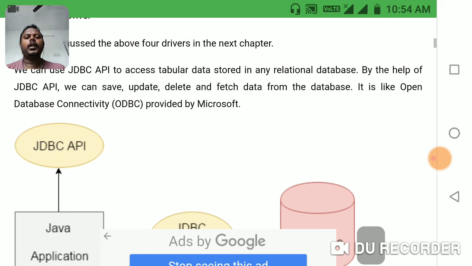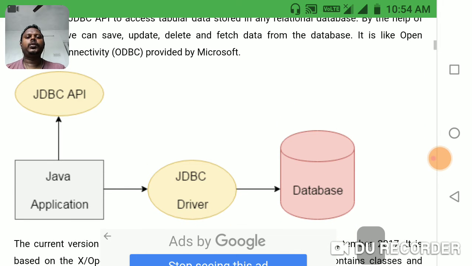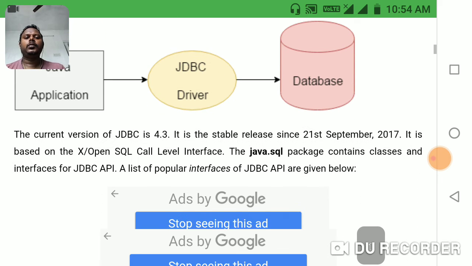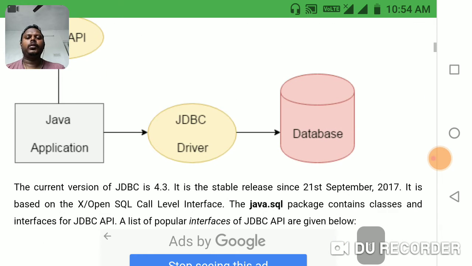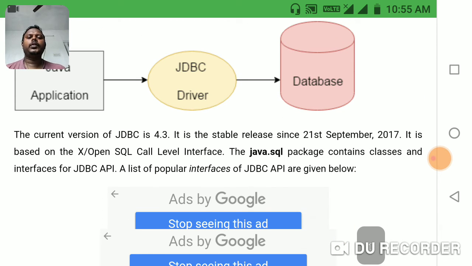So here a diagram is given which refers to the JDBC API. A request is given to the Java application, and it's sent to the JDBC driver, and it's passed to the database where the data is stored. We can fetch the data, or edit or save, or do whatever the request is. Now the current version of JDBC is 4.3. It is the stable release since 21st September 2017.